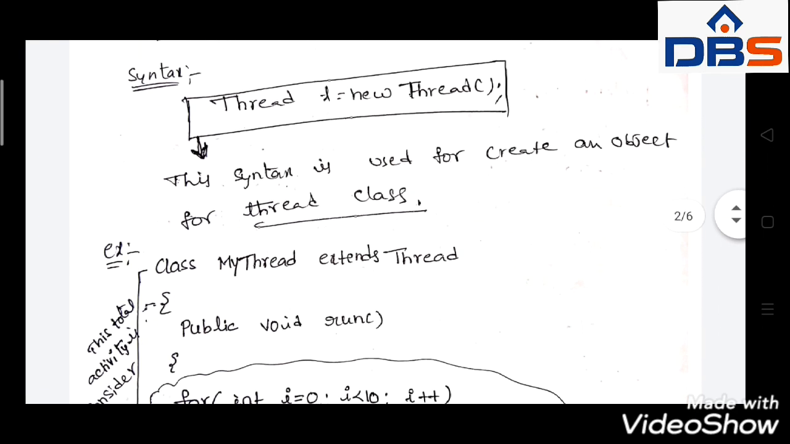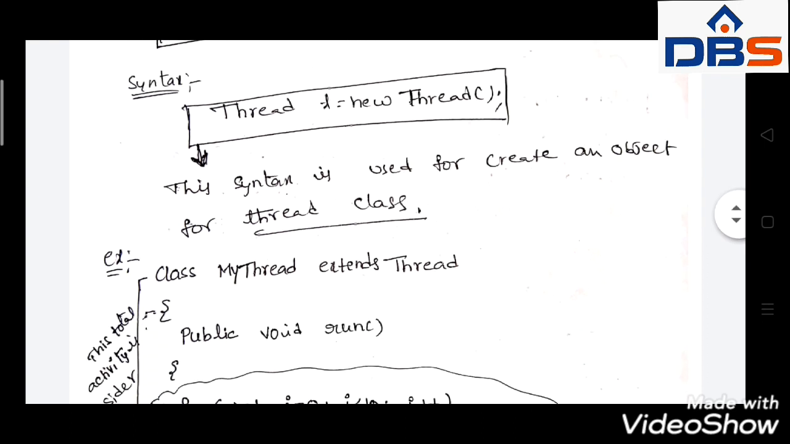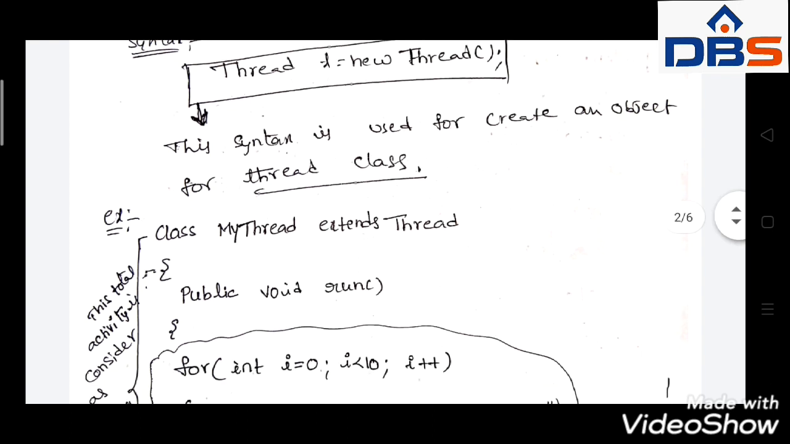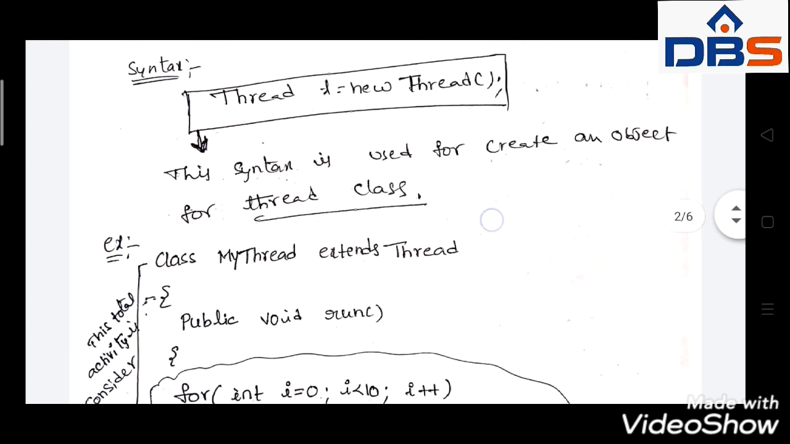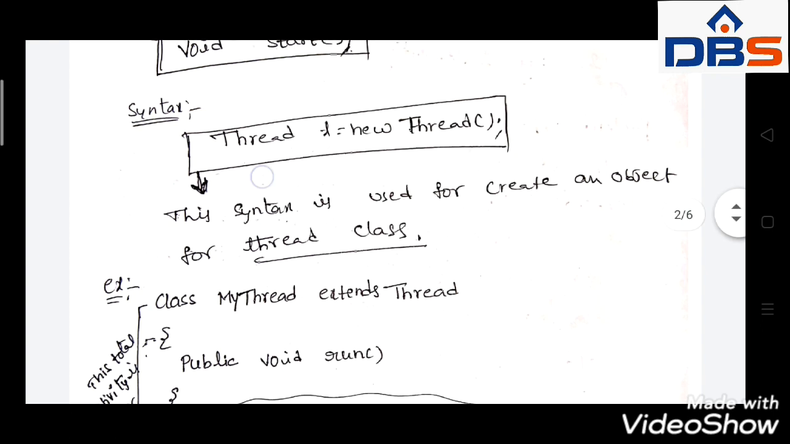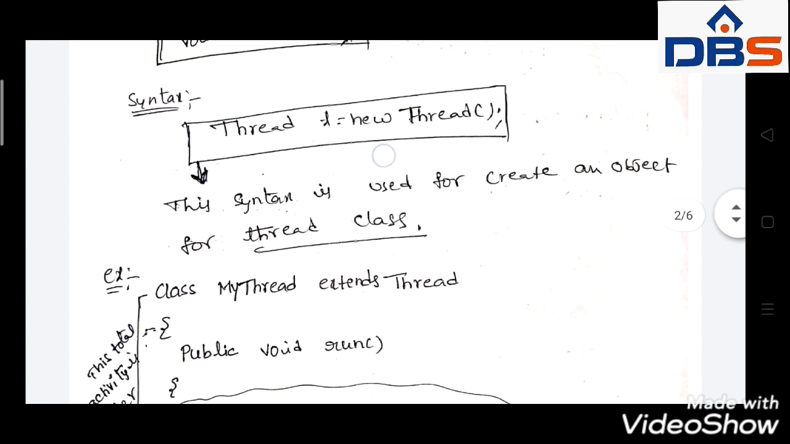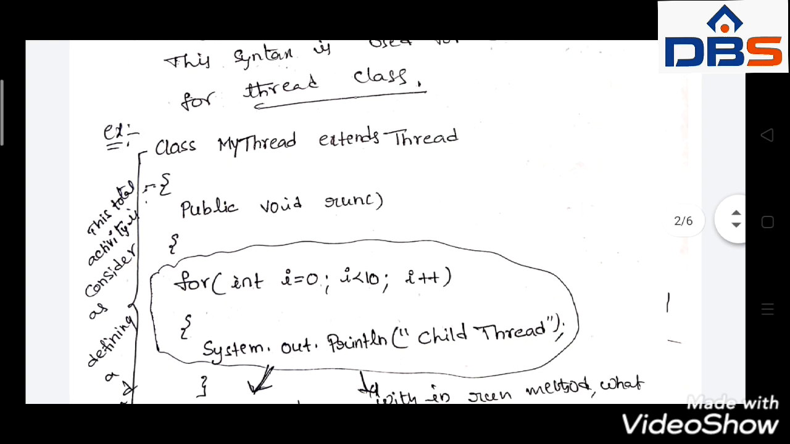Here I have taken a simple program. This syntax is used to create an object for the Thread class. What is the syntax? Thread name, thread object T equal to new Thread. So this syntax is used for creating an object for the Thread class.